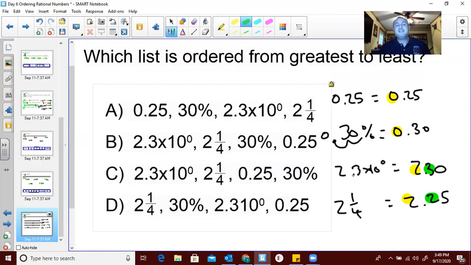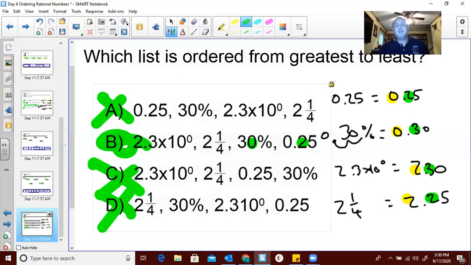So I know that my scientific number is going to lead off the correct answer. So A and D, y'all gone. And then here, they actually got it right. So B and C not only have the scientific number, but it also has our mixed fraction. So we still have work to do. So I'm going to come back to my known smaller numbers and go down the line a little bit. And I see that I have a 3 and a 2. Well, I know that 3 is bigger than 2. So that means my 30% is going to be my next number, and my 0.25 is going to be my last. So C is not correct, and A is in fact the correct answer.